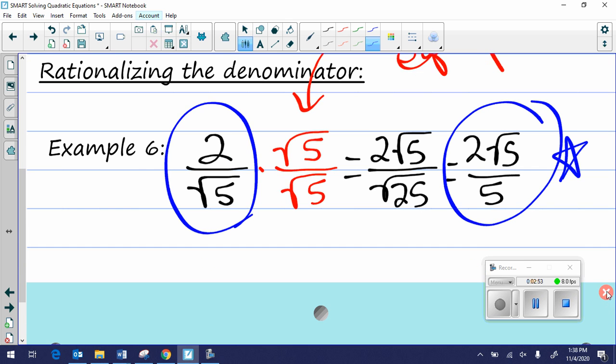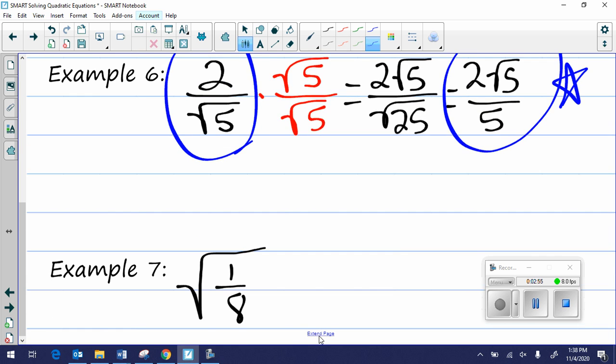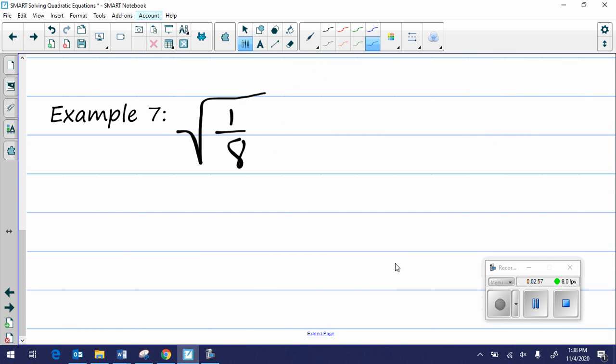So let's do one more example, and then we'll continue working some in class. Example 7, we have the square root of 1 over 8. Now, the convention that this one is not following for us is that I've got a fraction under my square root. So I'm going to start by separating them out. That's my quotient property that allows me to do that.